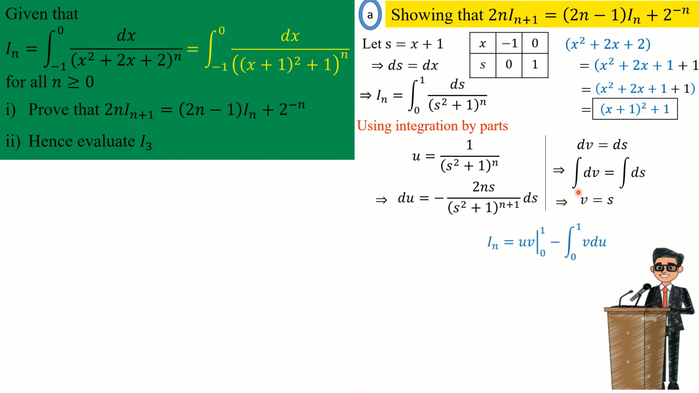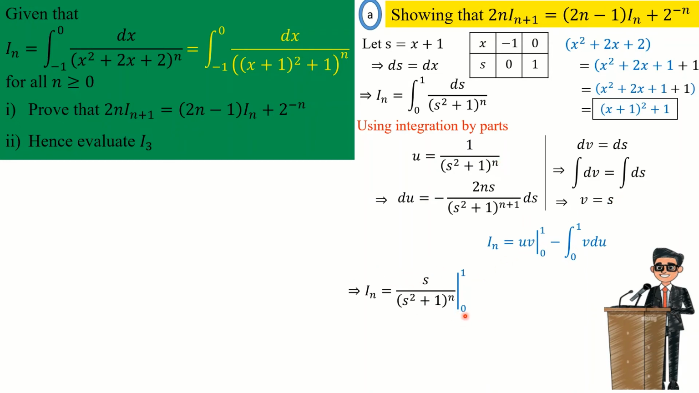Now what's the formula of integration by parts? In is equal to uv, now my limits are from 0 to 1, minus the integral from 0 to 1 of v du. Alright, so from there I simply replace the values. First we begin with uv. Our u is 1 over s squared plus 1 to the n, and our v is s. So simply we get this.